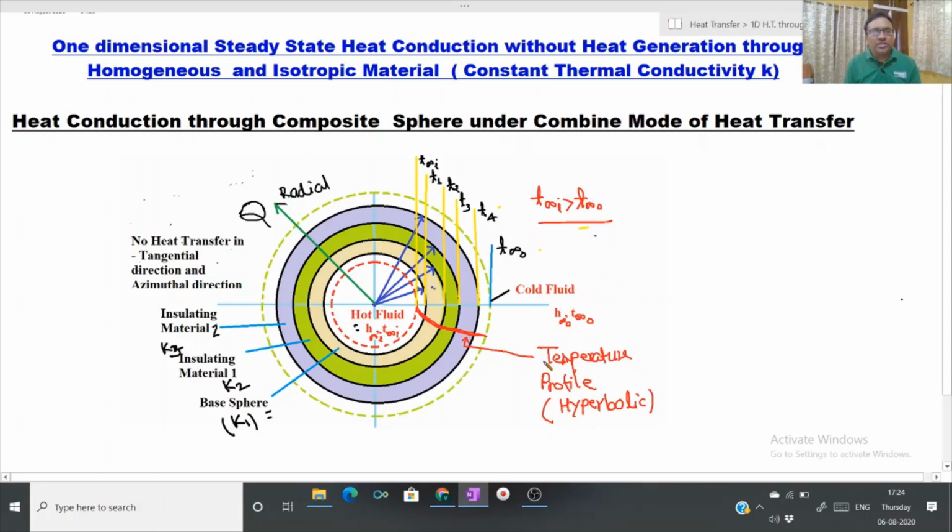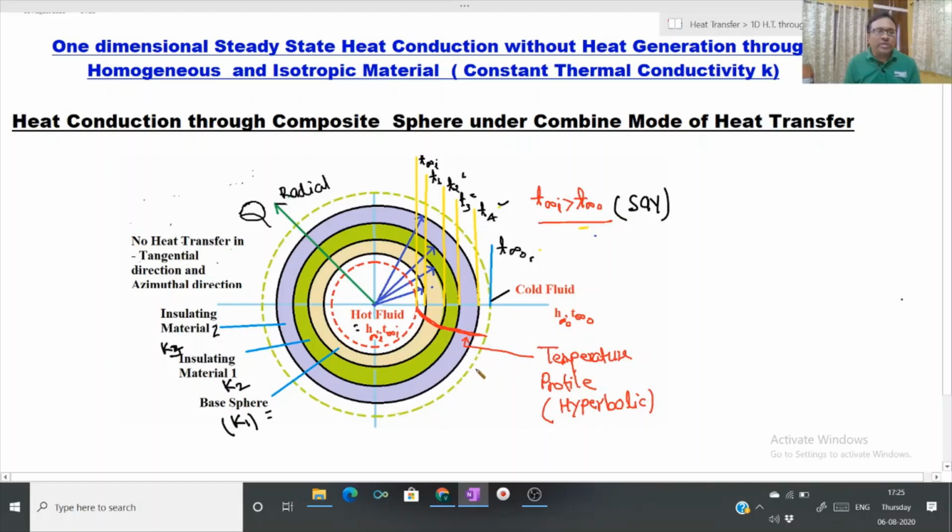The different temperatures are T1 at the inner surface of the sphere, T2 at the interface of sphere and insulating material 1, T3 at the interface of insulating material 1 and 2, and T4 at the outer surface of the sphere, and finally temperature of the cold fluid to which this entire system is exposed is T infinity o. Let's say the cold fluid like air or cold water has h infinity o and its temperature is T infinity o. Here we are considering hot fluid inside and cold fluid outside.